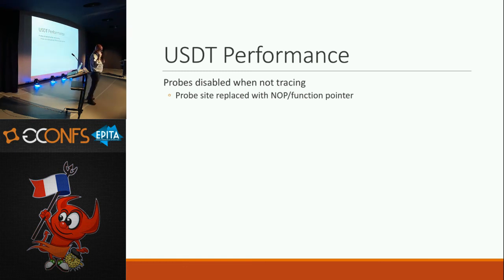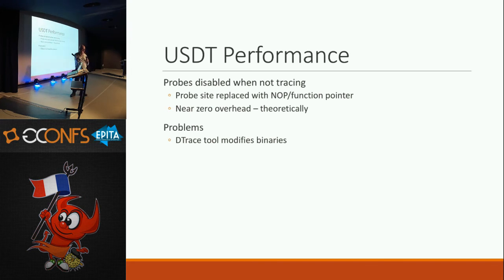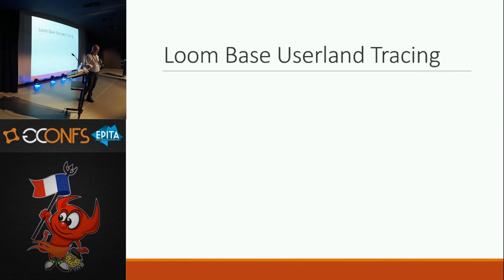USDT performance is similar to the kernel performance. So we do this NOP replacement, we do overhead. But there are some problems with this in terms of shipping the code, which is why we're doing the LLVM trace. That's that the DTrace tool is modifying the final binary. It doesn't leave it aside so that you can modify it in the field. It doesn't play well with make, I'm told. It relocates quite a bit of things.